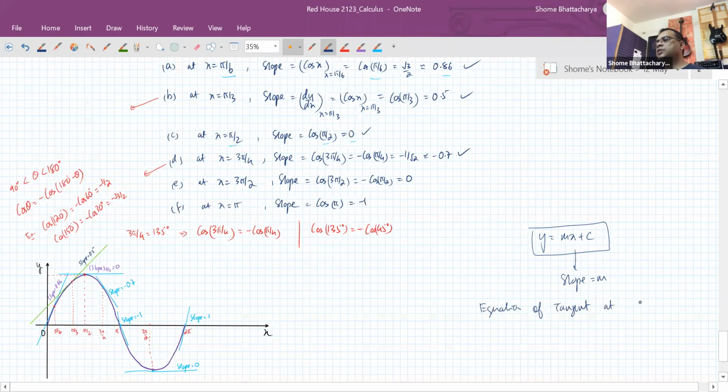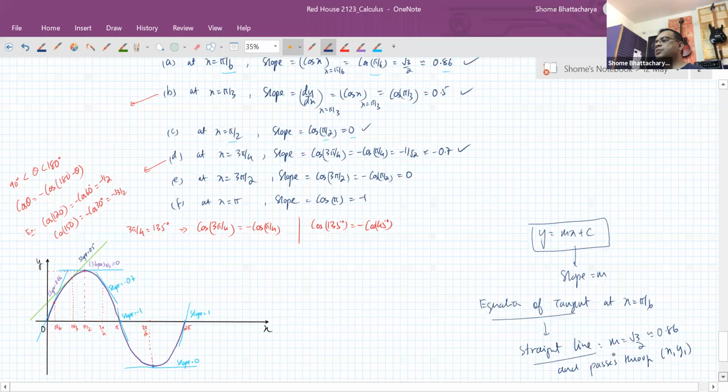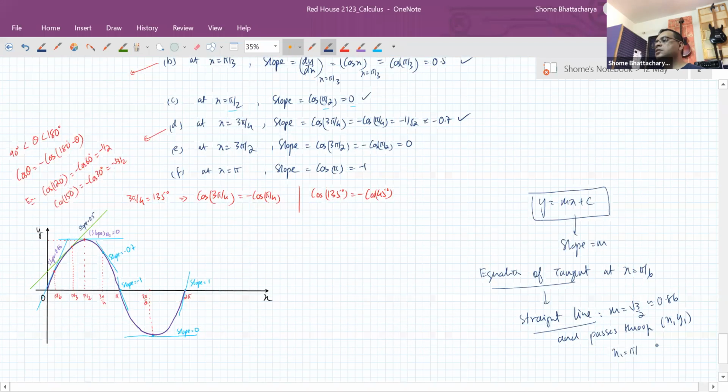Okay, the tangent at, for example, x equal to pi by 6. That will be the equation of a straight line which has a slope equal to whatever slope we had calculated at pi by 6, which was root 3 by 2. And it passes through the point, let's say x1, y1, where x1 is pi by 6. So y1 is sine pi by 6, which is half.